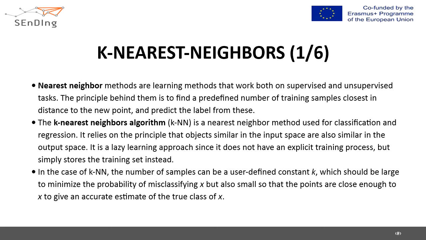It is a lazy learning approach since it does not have an explicit training process, but simply stores the training set instead. In the case of KNN, the number of samples can be a user-defined constant k, which should be large to minimize the probability of misclassifying x but also small, so that the points are close enough to x to give an accurate estimate of the true class of x.